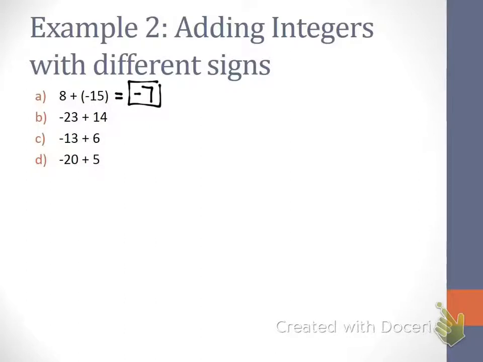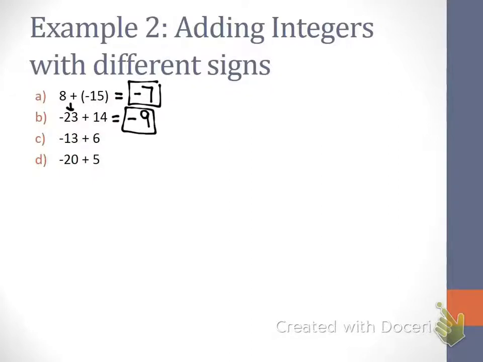All right? So now we have negative 23 plus 14. Same sign or different? Different. One's negative and one's positive. So subtract them. What do you get? What's 23 minus 14? 9. And is it positive or negative? It's negative because 23 is my bigger absolute value, and it's negative. So my answer is negative 9.